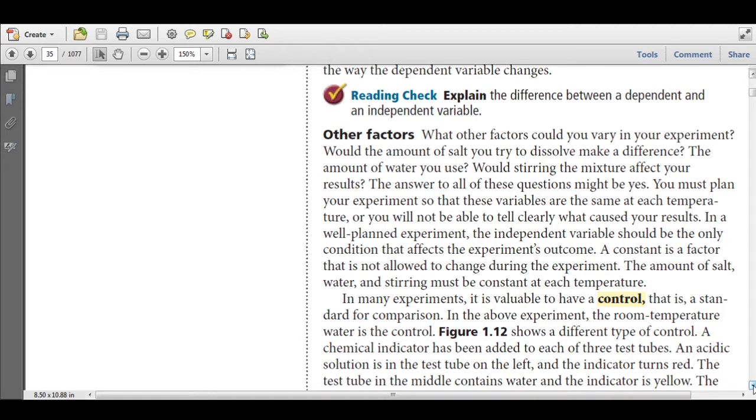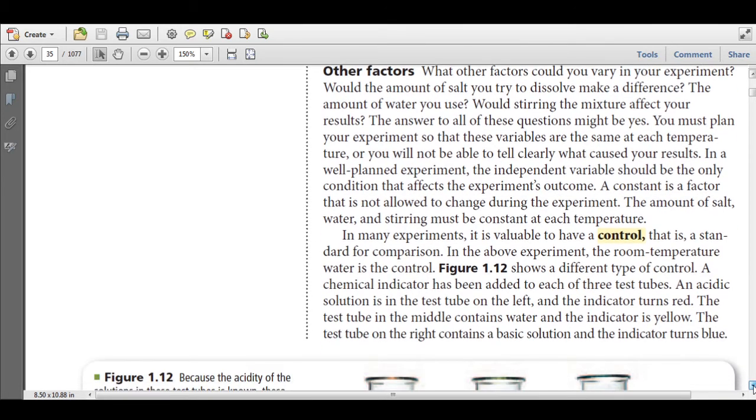In a well-planned experiment, the independent variable should be the only condition that affects the experiment's outcome. A constant is a factor that is not allowed to change during the experiment. The amount of salt, the amount of water, and the rate of stirring must be constant at each temperature. In many experiments, it's valuable to have a control. That is a standard for comparison. In the above experiment, the room temperature water is the control.